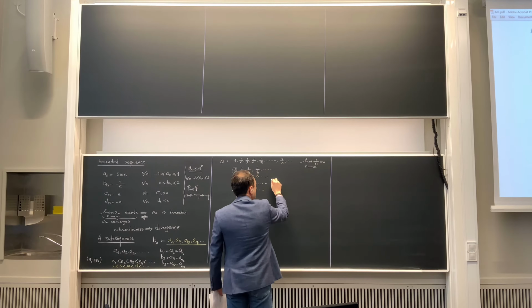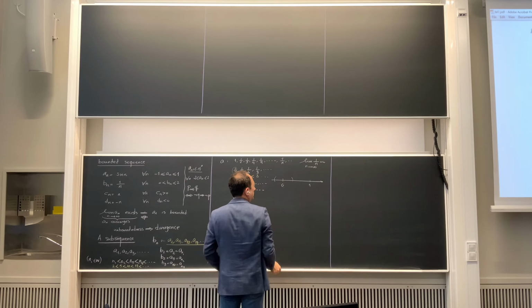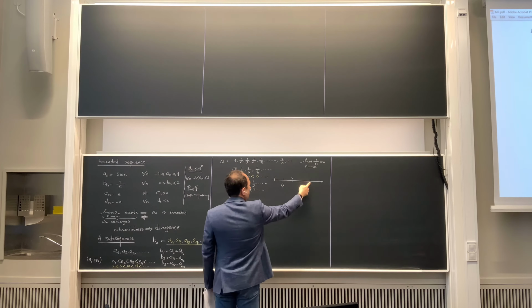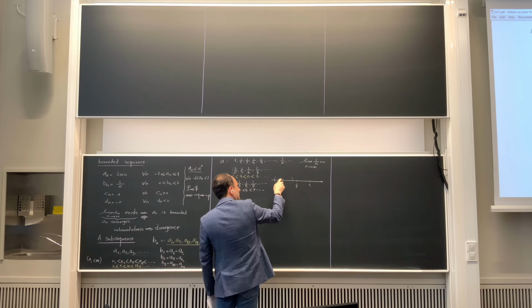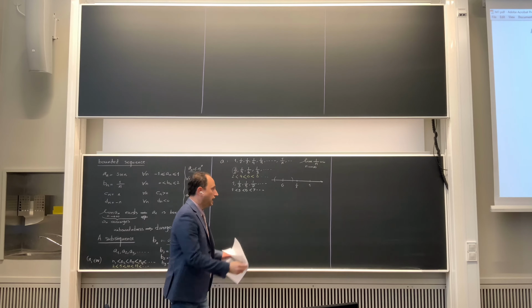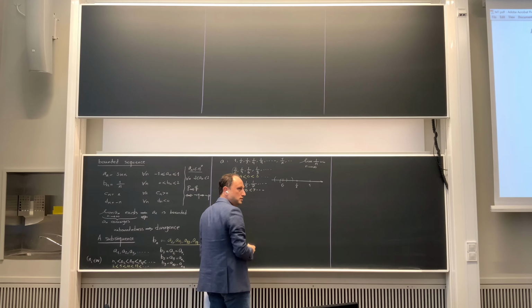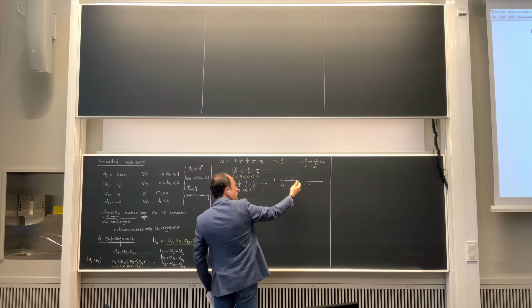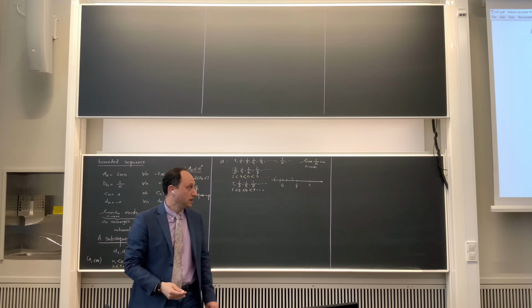If I have an open interval around 0, some of these terms might be outside. For example, if this is 1 and the interval is very small, 1 is outside, 1 over 2 is outside. But if I start increasing n, then after some term, every term will be included in this interval. If I make the interval shorter, of course, I will lose some of the points. But after a certain point, everything will be inside again. Even if I make it smaller, this will happen for the next interval.